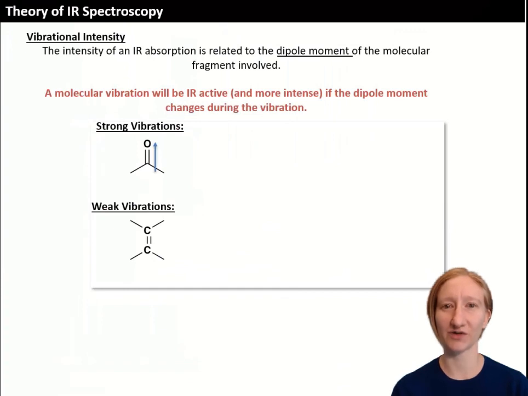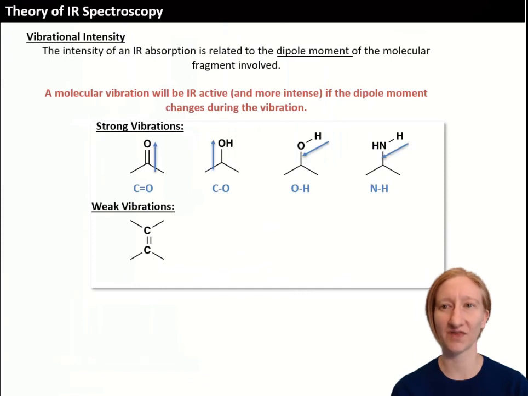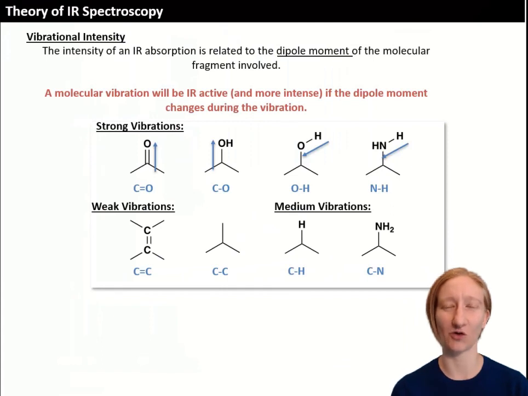Other strong or intense vibrations are things like carbon-oxygen single bonds. Again, that stretching mode is aligned with the dipole of the molecule. OH and NH stretches are also strong vibrations. Other weak vibrations are things like carbon-carbon single bonds. And then medium vibrations, those aren't super weak or super strong, are things like carbon-hydrogen and carbon-nitrogen single bond stretches.